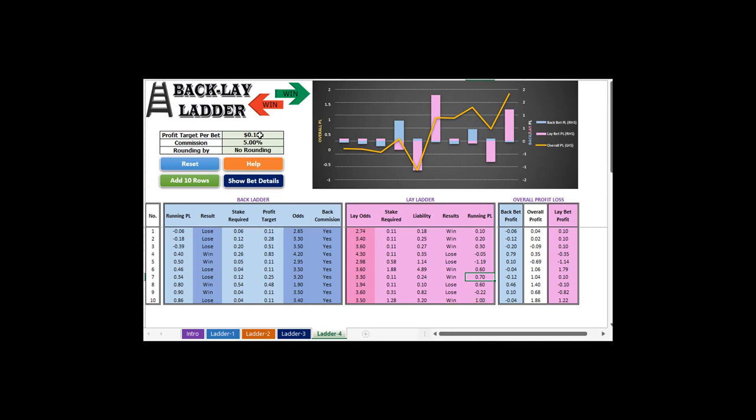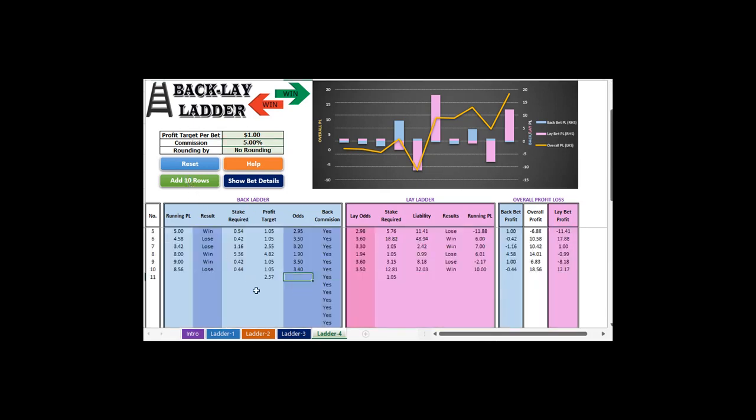If we were using, for example, let's just go up here to £1, then you can see this is on a £1 stake. You can see here now we've made our £10 profit for the lay, and if we go onto the backing side, we've made 8.56 profit. So combined, we've made £18.56 profit over those 10 races using the back lay ladder. Now we can start a new series if we wanted to, or we can add some more rows and we can continue on our merry way.